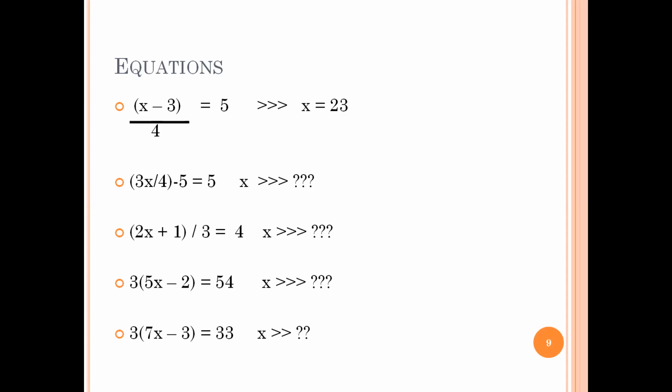See, what is the term? 2x plus 1 divided by 3 equal to 4. Do it again. Next one is 4. Okay.